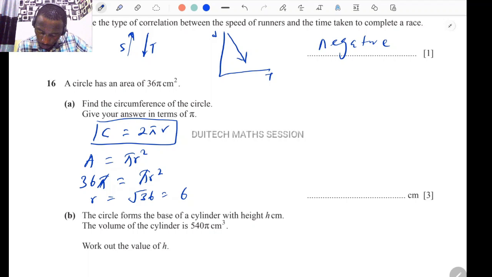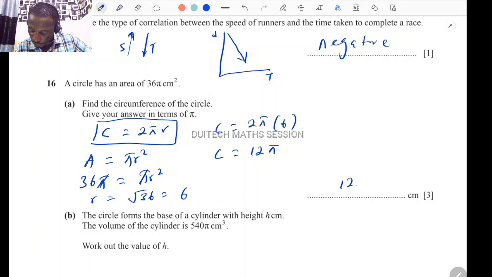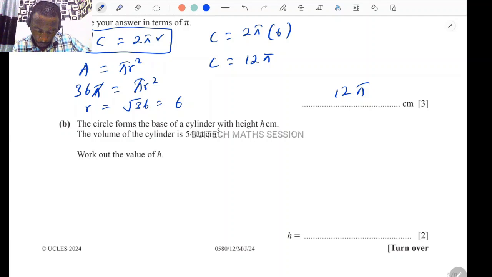So to find the circumference C, we have to give an answer in pi. So it will be 2 pi, then r is 6. So C is equal to what? 12 pi. So we have 12 pi as our answer. So we're making progress, right? We're making progress.